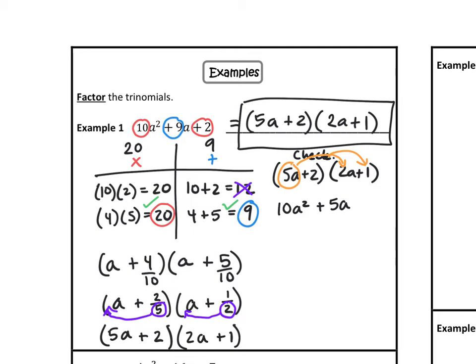And then, let me pick a different color. We're going to multiply 2 times 2A and 2 times 1. 2 times 2A, 2 times 2 is 4, so 4A. And 2 times 1 is 2 plus 2. Okay, combine like terms, we can combine the A's. So we get 10A squared plus 9A plus 2.